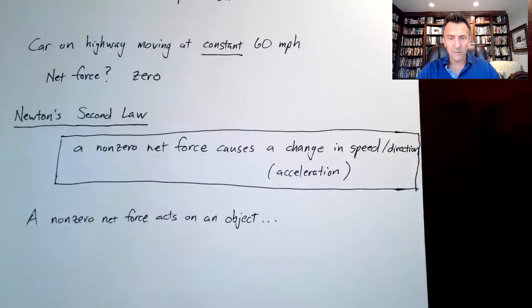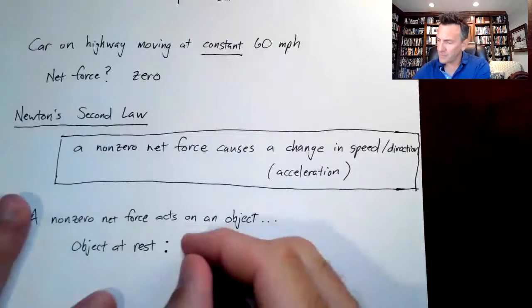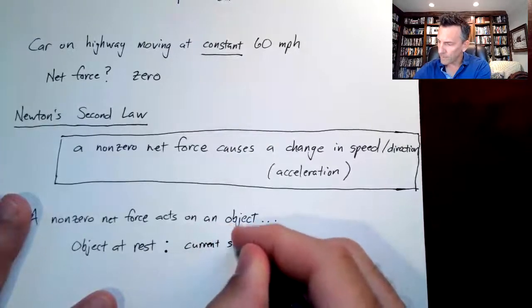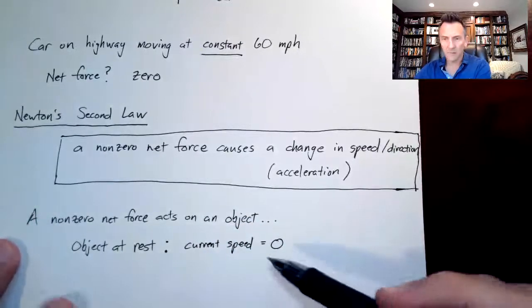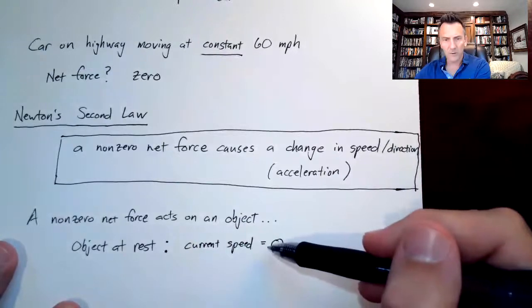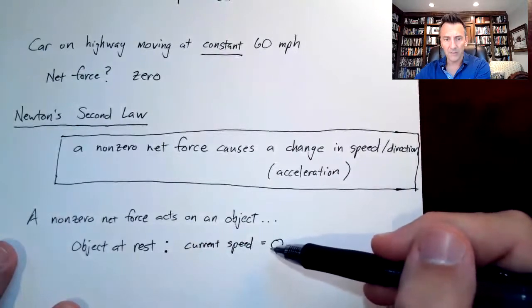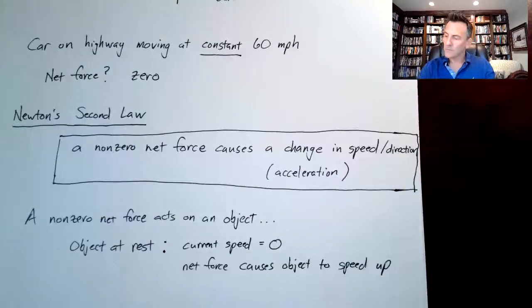So let's break this into two cases, the case at rest and the case where the object is moving. And remember, Newton's laws work whether the object is moving or at rest. So let's do at rest first. If an object's at rest, another way of saying that is that its current speed is 0. And if there's a non-zero net force acting on this object, its speed must change. Its current speed is 0, so the only way that its speed can change is to increase. So the non-zero net force causes the object to speed up.